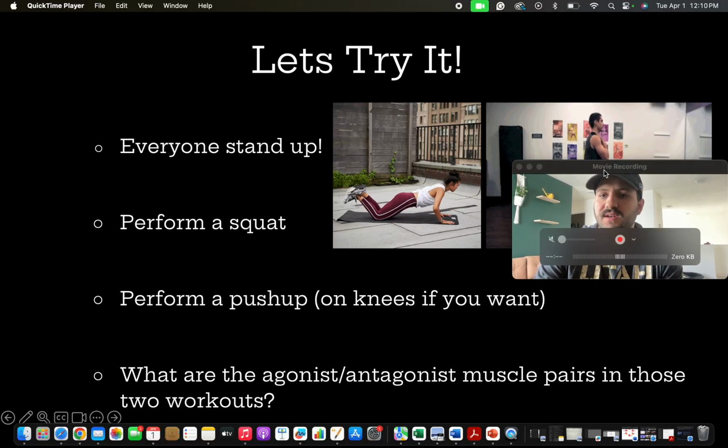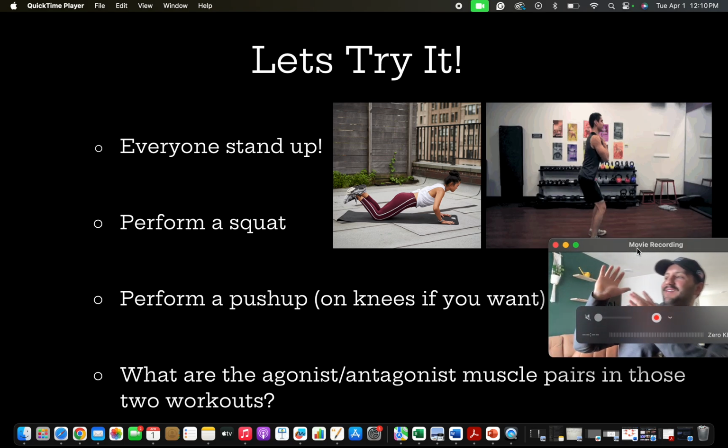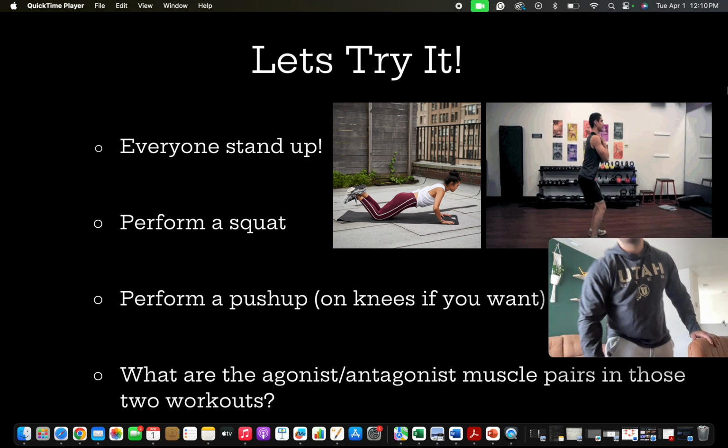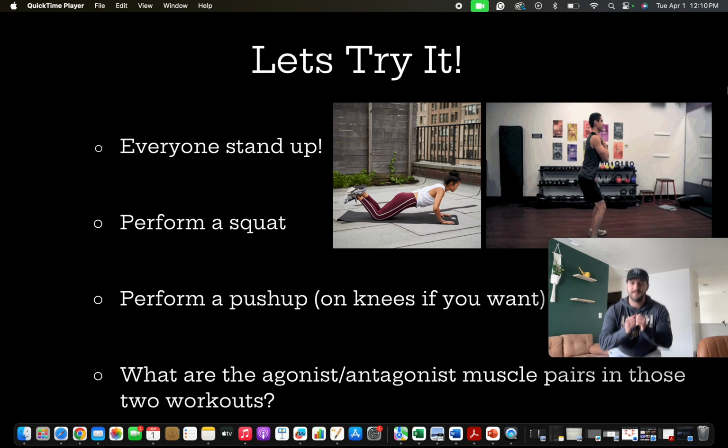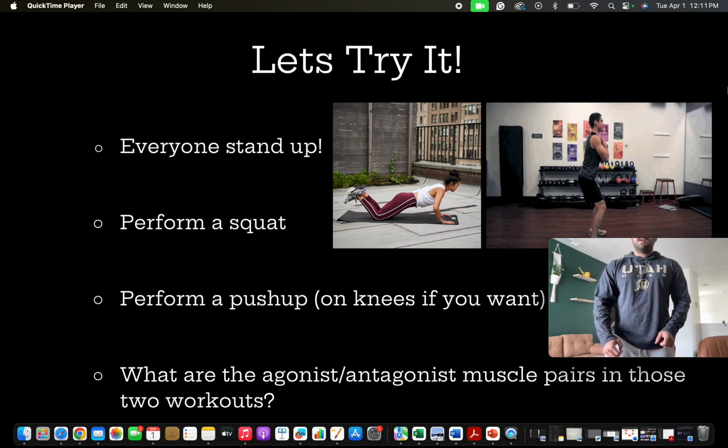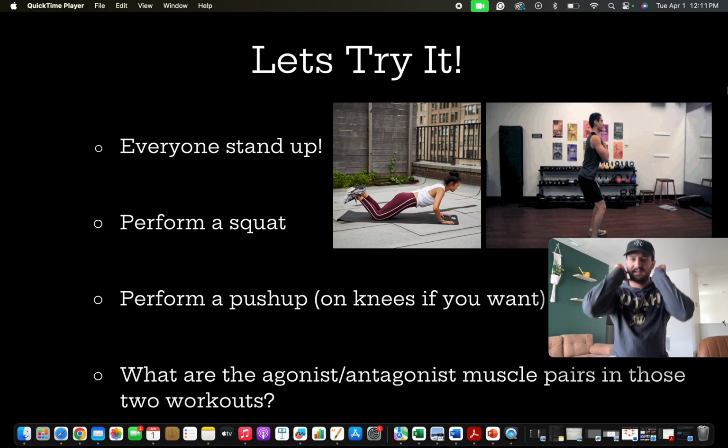So let's try something. Everybody stand up right now. I don't really have an audience, but I'll be the audience for this segment. I want you all to perform a squat. When we perform a squat, what are the two muscles that are working right now? I would say it's the quad and the hamstring. If you wanted to do a quad dominant workout, which would be a front squat, what is the agonist right here? The agonist would be the quad. The antagonist would be the hamstring.